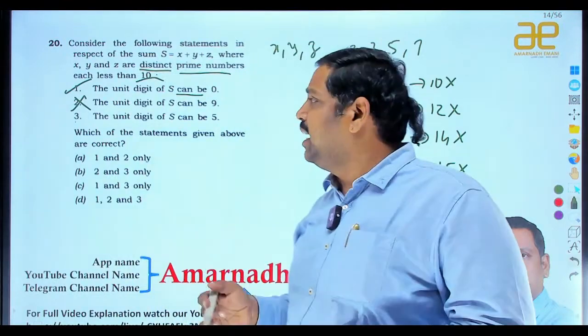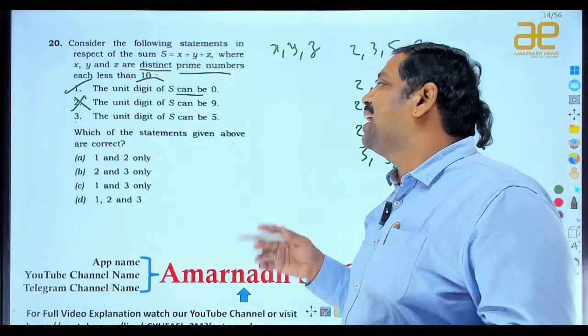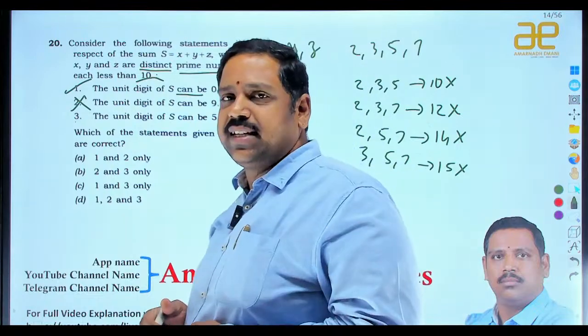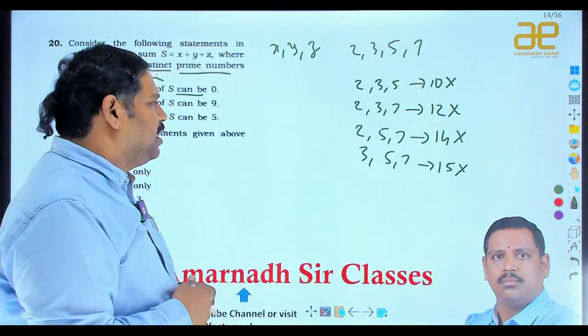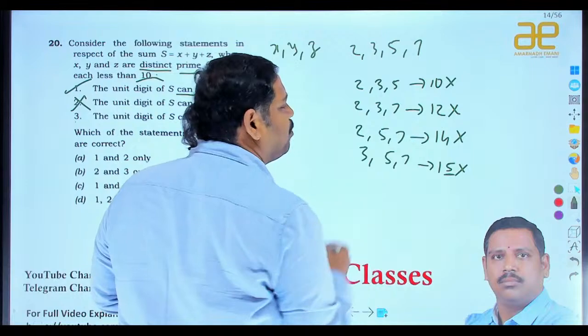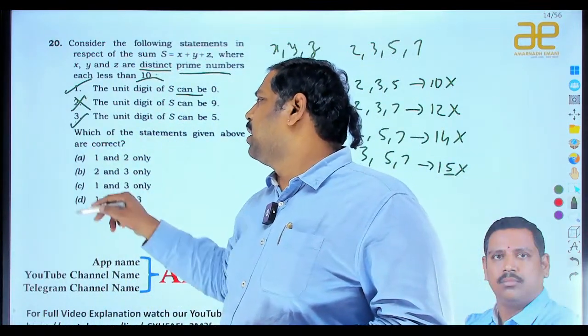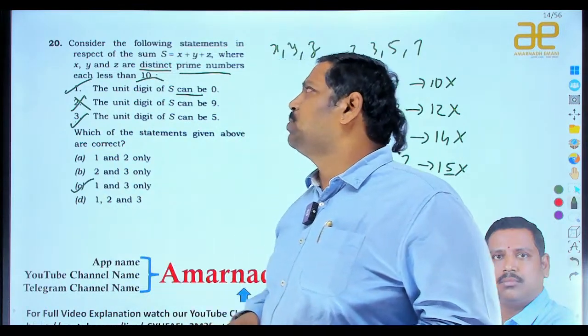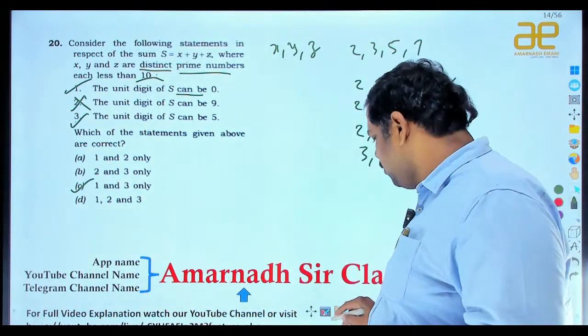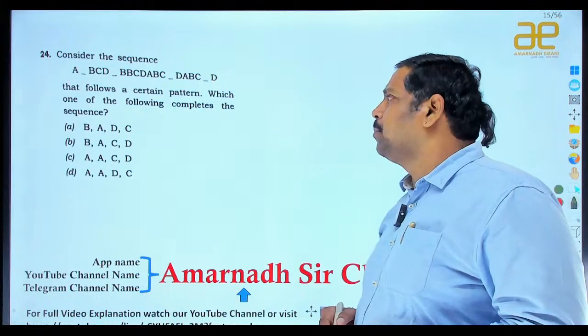The third one says that the unit digit of S can be 5. The unit digit can be 9, can be 5. Yes, the unit digit can be 5. Yes, it is a possibility. So the third one is also correct. So 1 and 3 are correct, but not all. So which option is the answer? C is the answer. Let's see the next beautiful question.